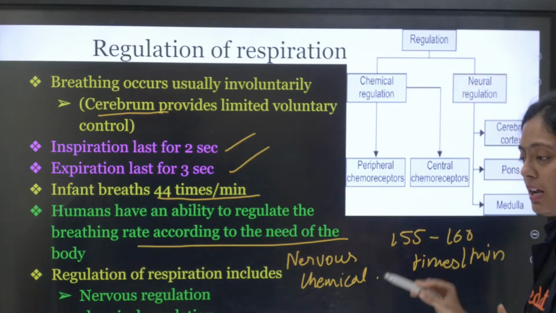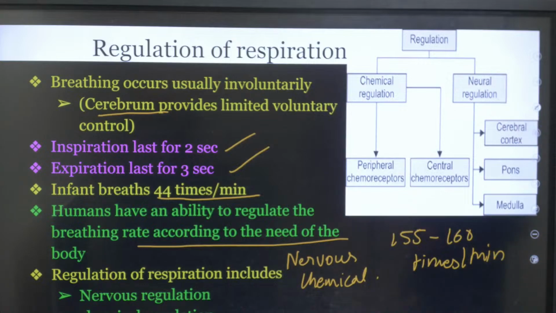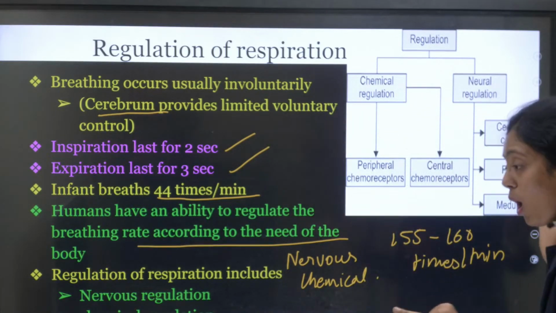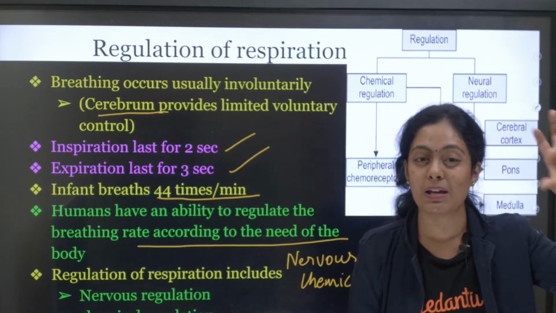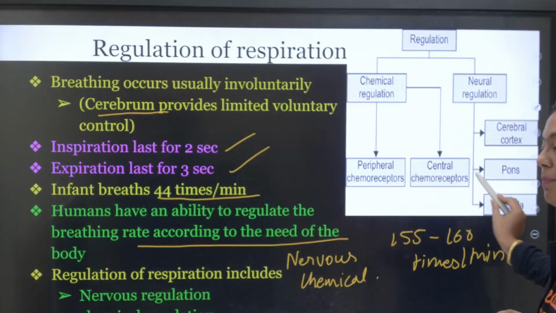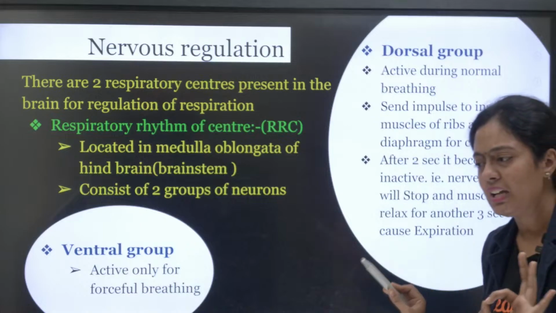So regulation, I already told you we have chemical regulation and neural regulation. In your brain, you have your cerebrum, I have my pons, and I have my medulla, and all these three are going to regulate my respiration. Coming here, I have my peripheral chemoreceptor and central chemoreceptor. We'll try to understand what it is very clearly.